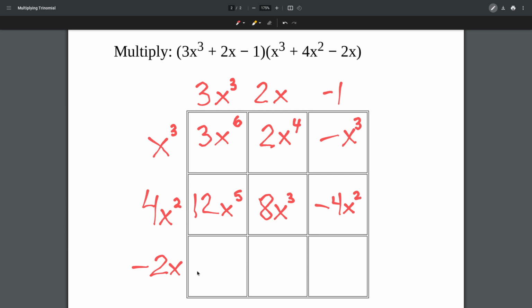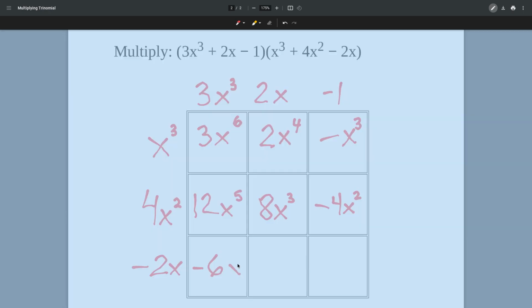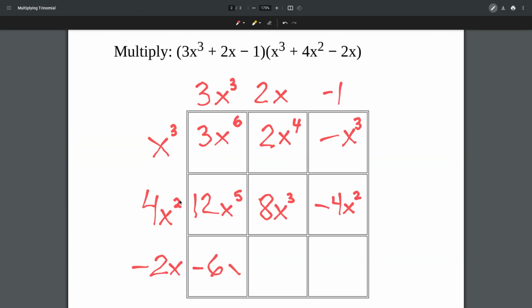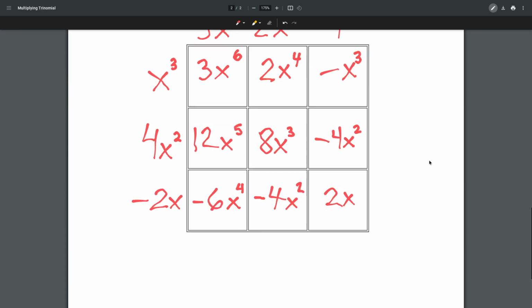Then we do 3x cubed times negative 2x, that's negative 6x to the 4th power. Then we do negative 2x times 2x, that's negative 4x squared. Let me fix that. And then we do negative 2x times negative 1, that's positive 2x. Okay, so now we've multiplied these all out, so we just need to combine our like terms.